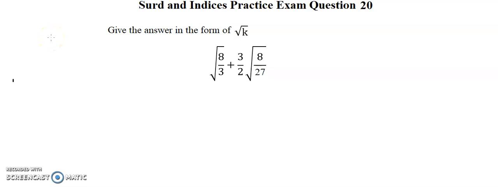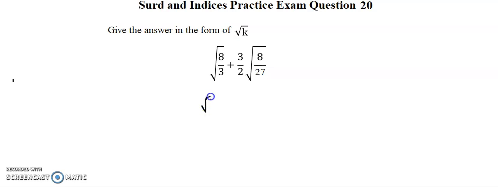Surds and Indices Practice Exam Question 20. Give the answer in the form of square root k. So we have square root of 8 over 3 plus 3 over 2 times square root of 8 over 27. Now, our understanding of square roots is that when the whole thing is being square rooted, it's the same as our understanding of powers. It applies to the numerator and applies to the denominator.